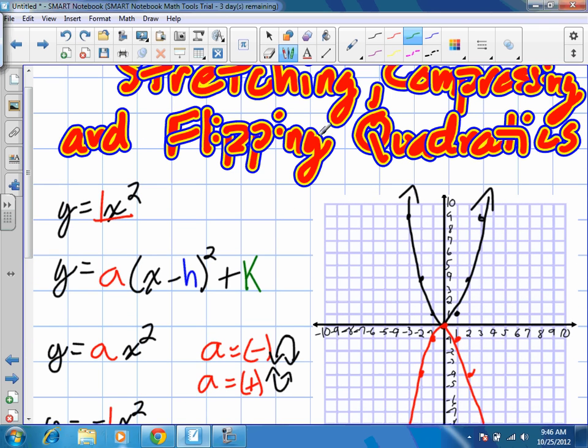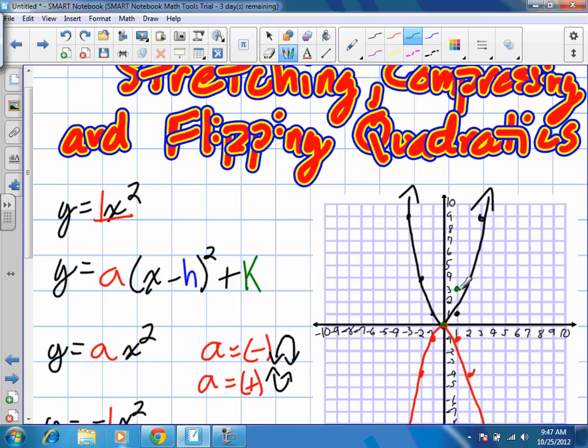Our vertex doesn't move, okay? Because our h and k values haven't changed. So the vertex is going to be in the exact same spot. What's going to happen is the shape of the parabola is going to change. So it's a positive 3, so we know we're going to open upwards. I go over 1. What's 1 squared? Times 3. So we go up 1, 2, 3 units.